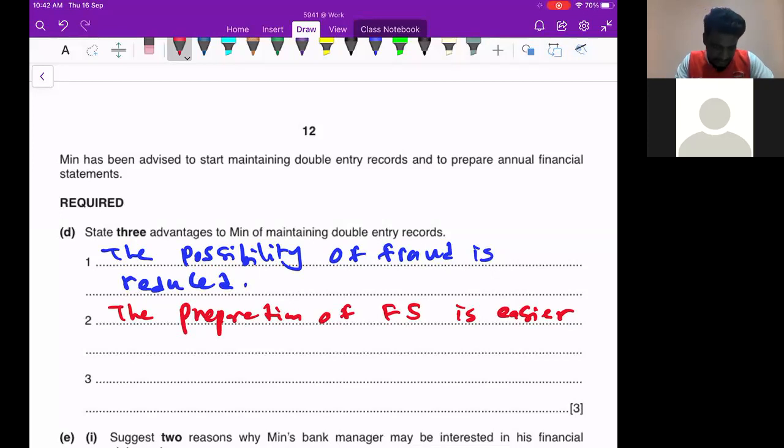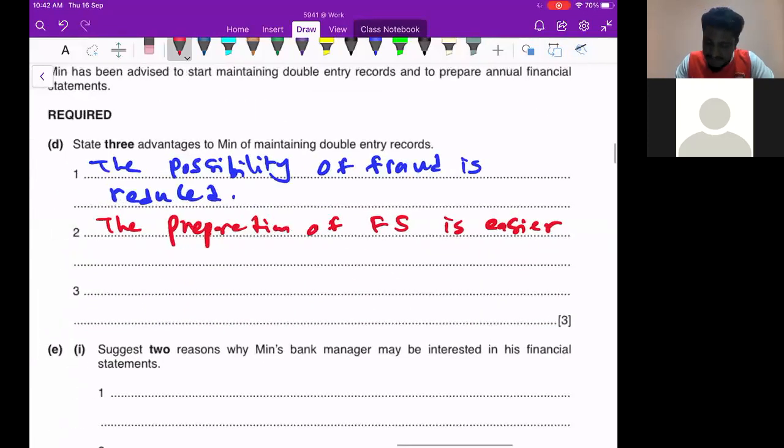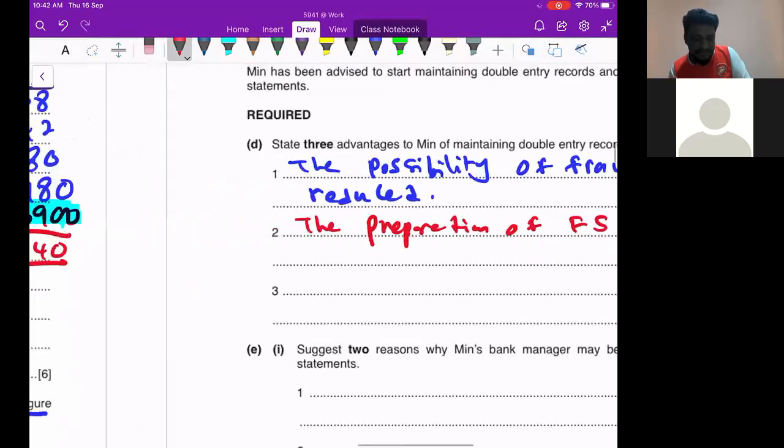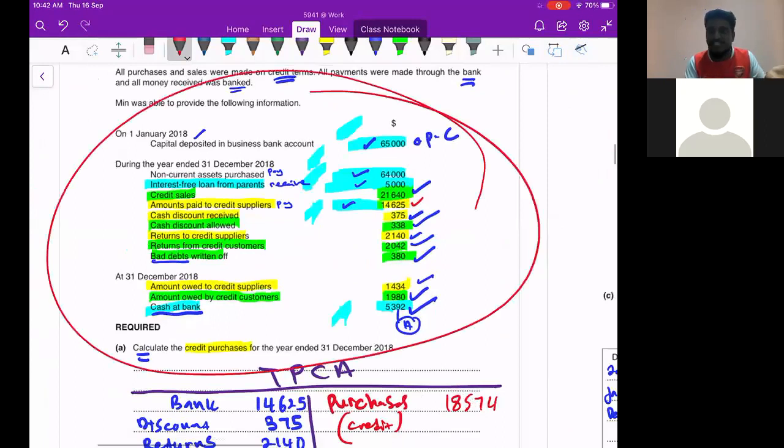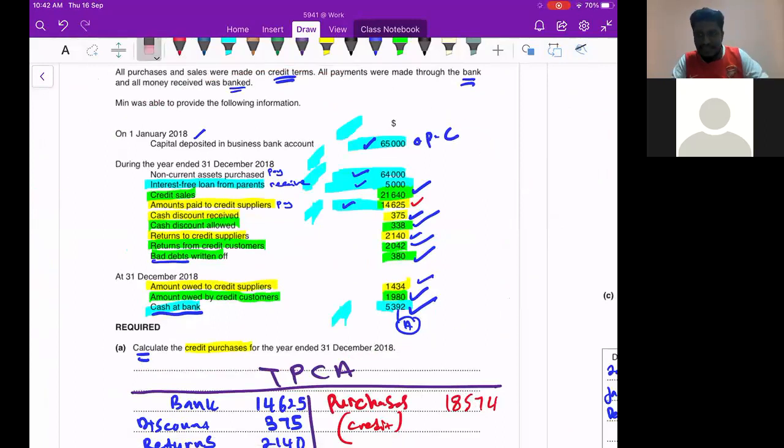So preparation of the financial statement will be easier because whenever you have a trial balance, preparing the financial statement from the trial balance is quite easy. But whenever you don't give me a trial balance, and you give me information like this and ask me to prepare the financial statement, it's not that easy.